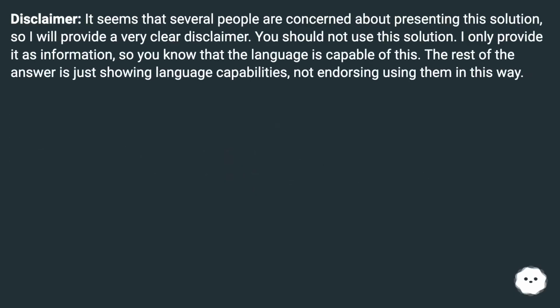Disclaimer: it seems that several people are concerned about presenting this solution, so I will provide a very clear disclaimer. You should not use this solution. I only provide it as information, so you know that the language is capable of this. The rest of the answer is just showing language capabilities, not endorsing using them in this way.